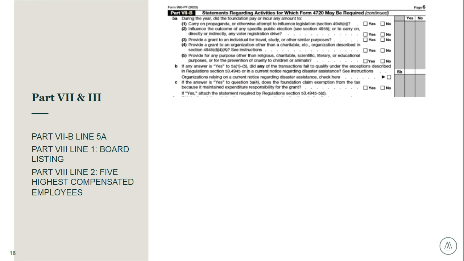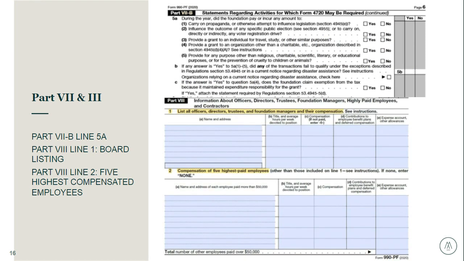Okay, getting back to Part 7B, statements regarding activities for which Form 4720 may be required. So there are some lobbying questions regarding propaganda and grants. We wanted to highlight 5a, specifically lines 4 and 5 here, to make sure that any expenditure responsibility is done if the grants are given to non-public charities.